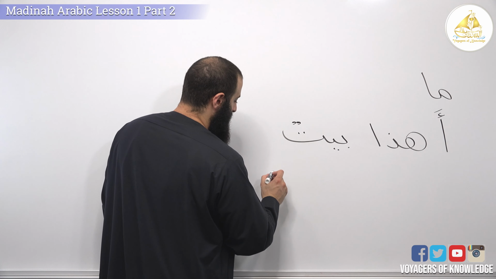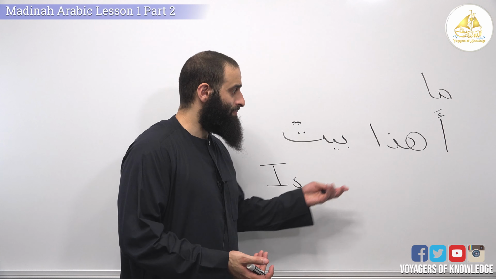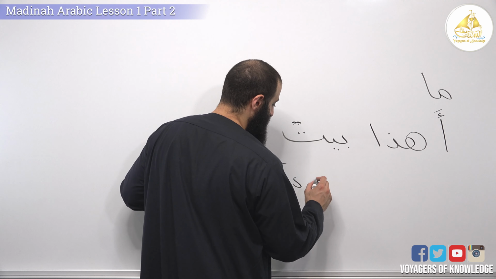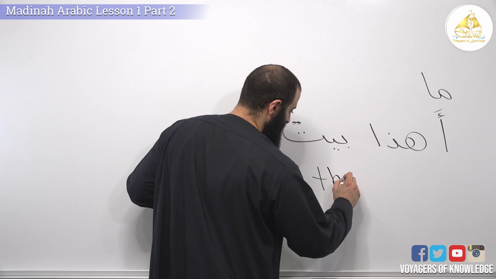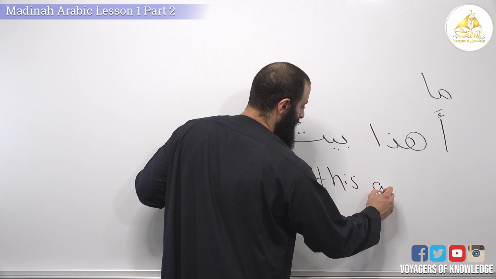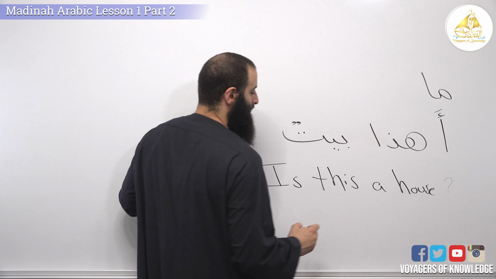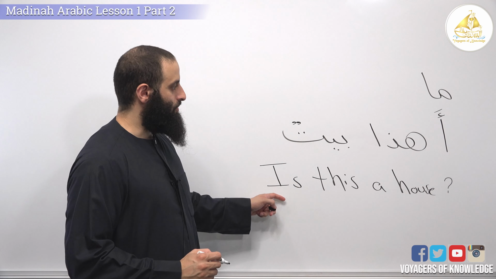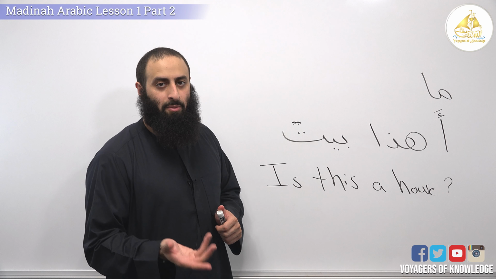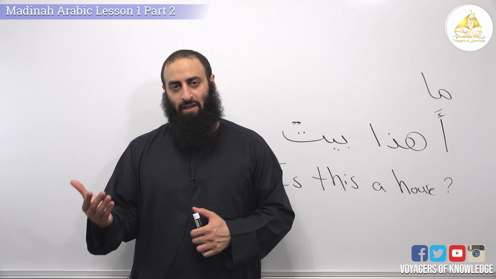is. Remember I said there's no exact word for is in the Arabic language? This applies to a also. Is this a house? So you want to ask a question, you can technically say ahadha baytun, ahadha masjidun, ahadha kitabun.